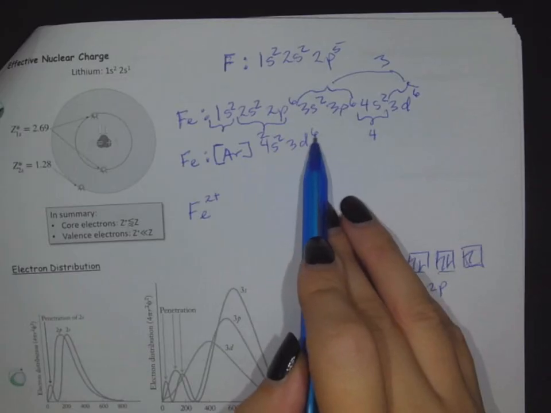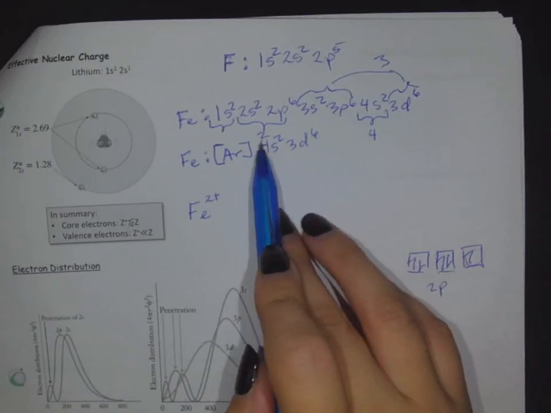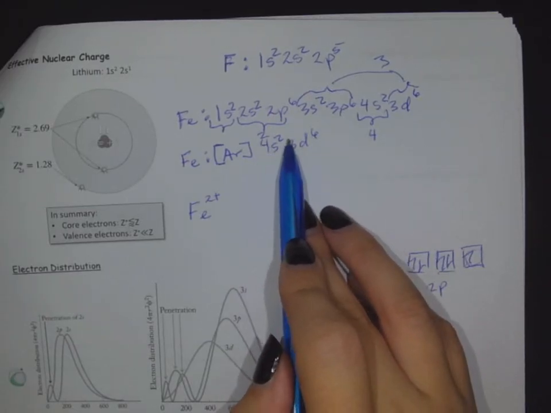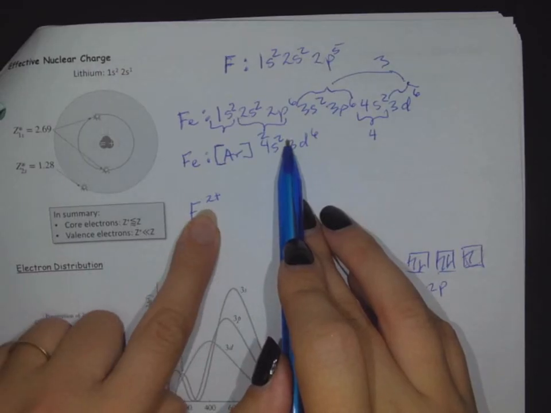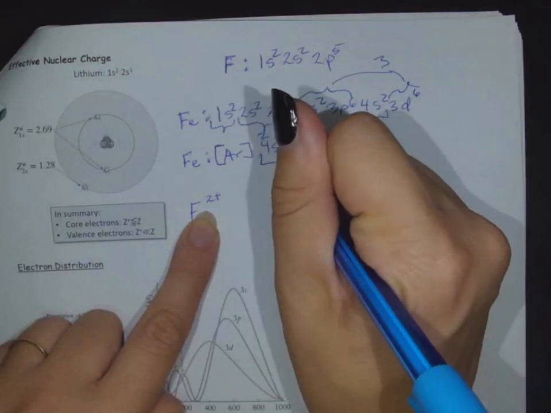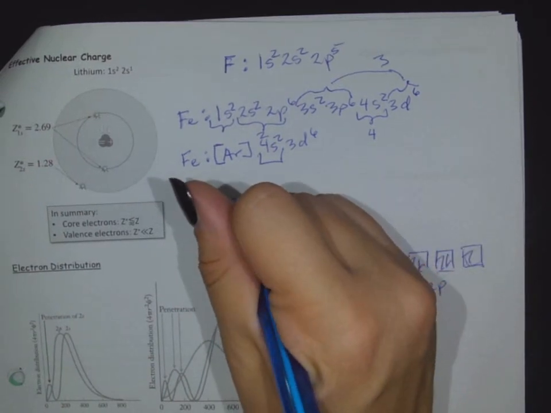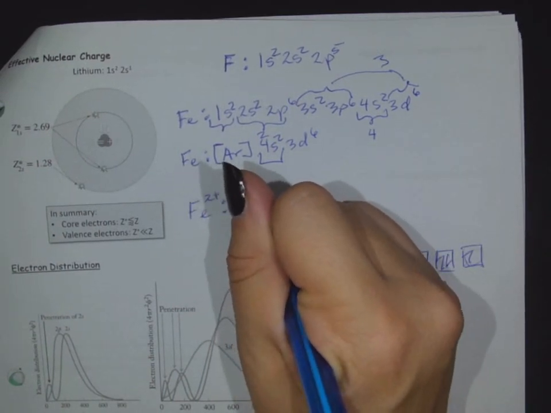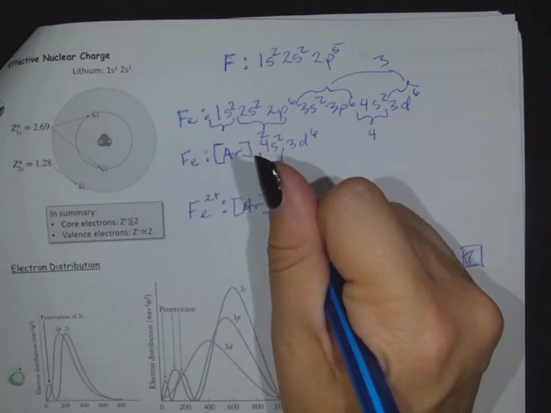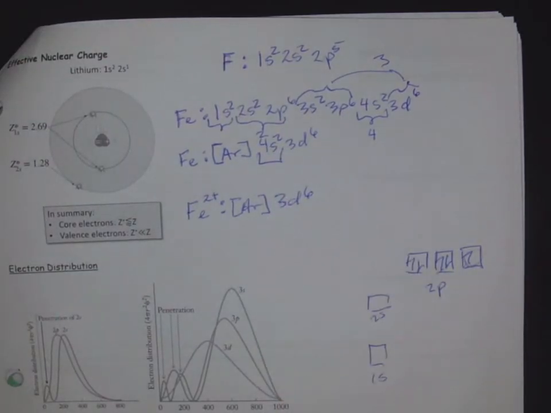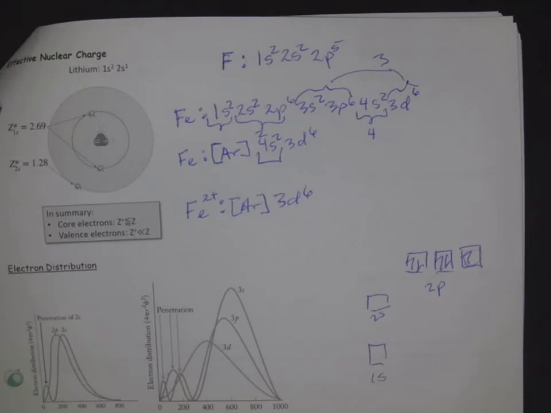So I'm not going to pull 2 electrons from the 3d. I'm going to pull it from the 4s. And I'm removing 2 of those electrons. So I'm just completely removing those. So my electron configuration would be argon 3d6. The 4s is not even there anymore. Okay, lovely.